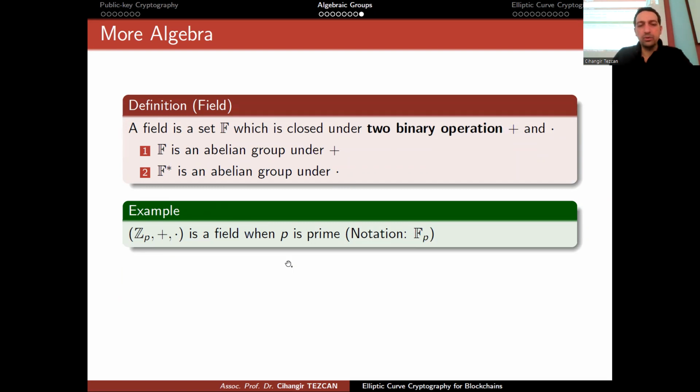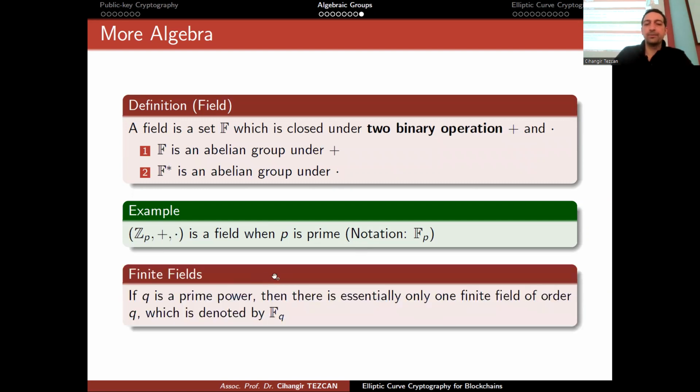And you might ask, in finite fields, what are the numbers of elements, or what are the finite fields so that I can count the elements? Actually, you can have finite fields with q elements if q is a prime power. And then there's essentially only one finite field of order q, which is denoted by Fq. So this is important. If you choose q as a prime number, most of the time we say p, so we call it Fp and say that this is a field, but it doesn't have to be a prime number. It can also be a power of a prime.